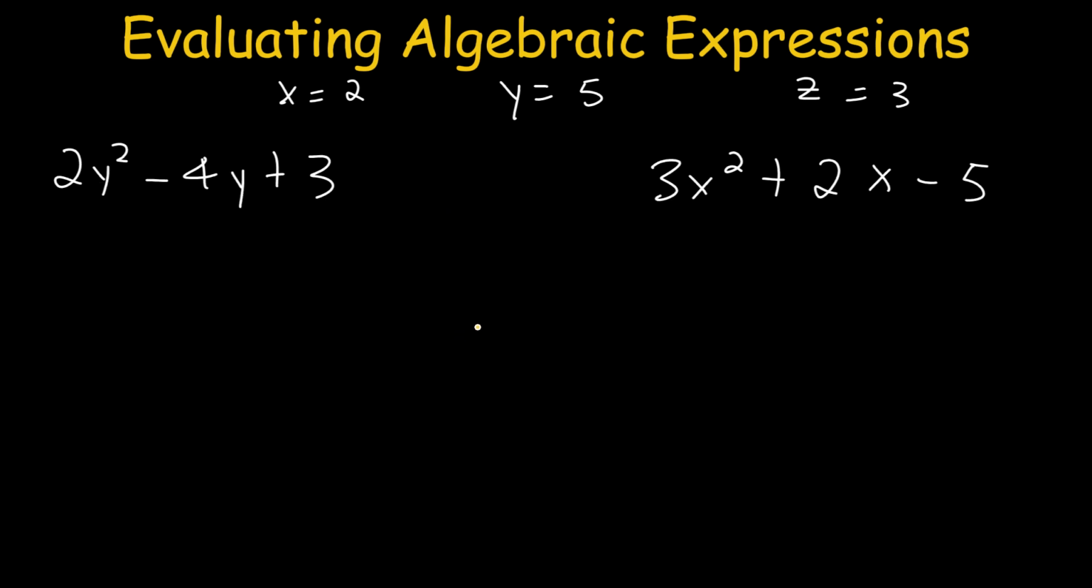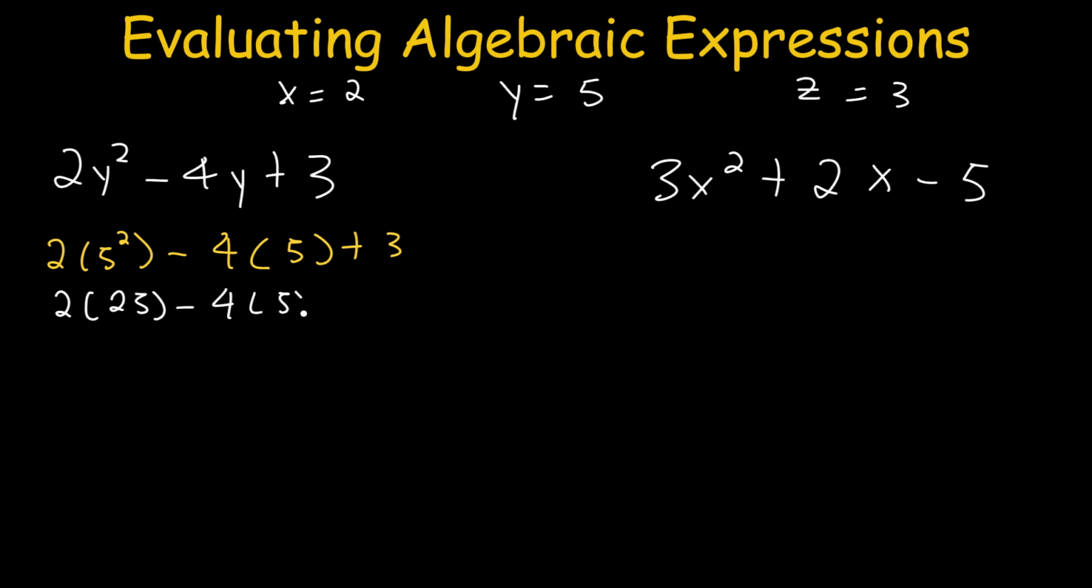Perfect. Let's proceed to evaluating expressions with 3 terms. So let's replace the letters with numbers. So that will be 2 times 5 squared minus 4 times y, y will be 5, and plus 3. Now, let's solve the first one. So 2 and this will be 5 times 5 is 25 minus 4. Let's rewrite these numbers. We always want to keep everything well organized.